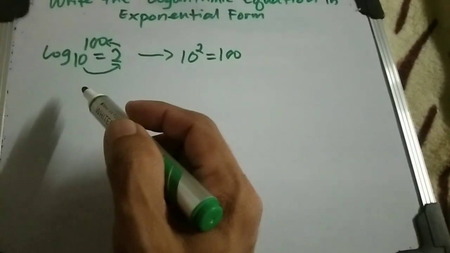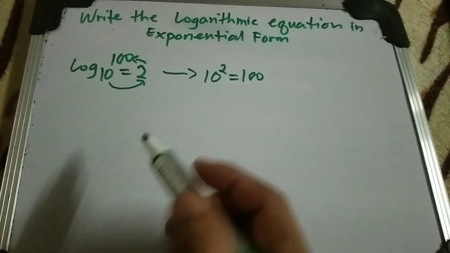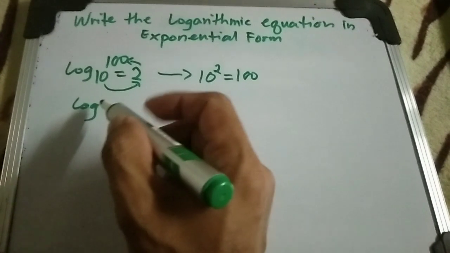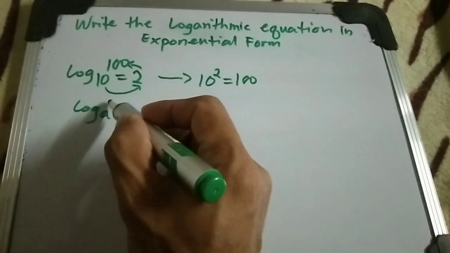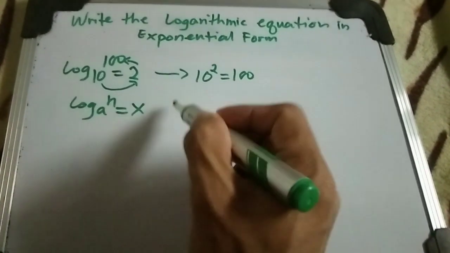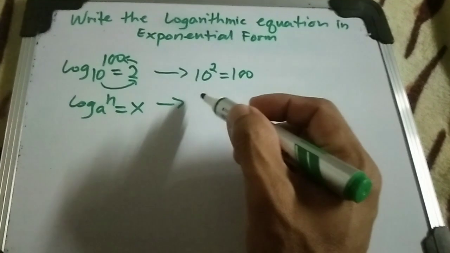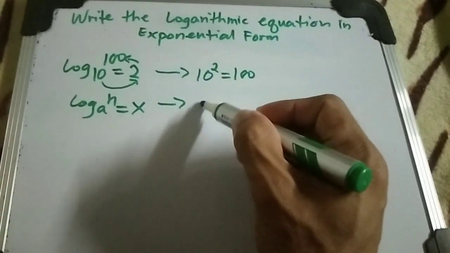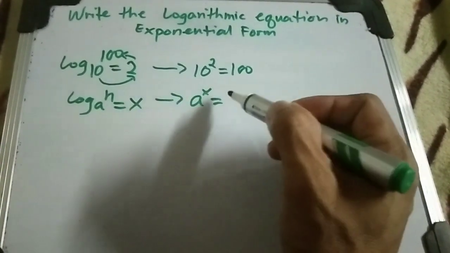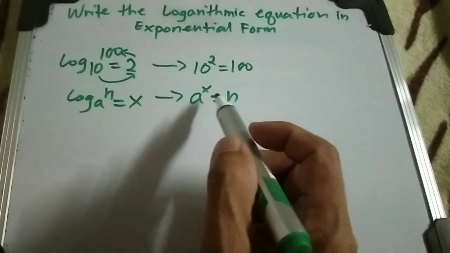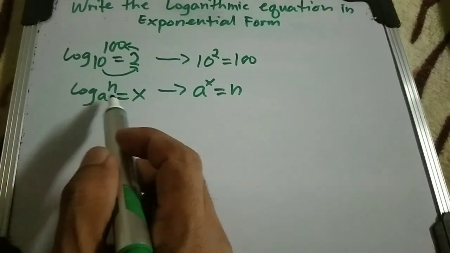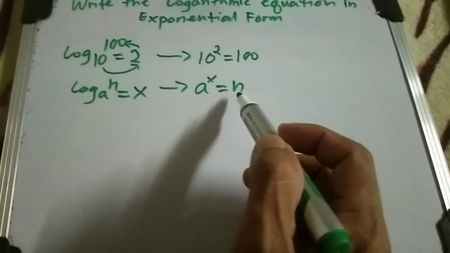Okay. In the form of logarithm equation, example po, ito yung kanyang pattern: log of A equals X. Sa exponential form, itong A, itong ating base. Okay? Yung X, itong ating exponent. Then, yung product niya, yung number. Okay? So, yan po ang kanyang exponential form. Ito yung logarithm equation. Ito yung exponential form.